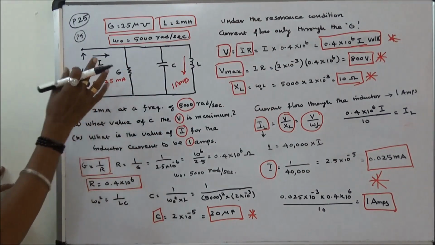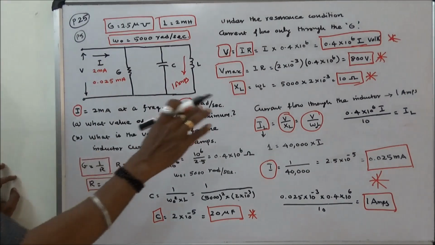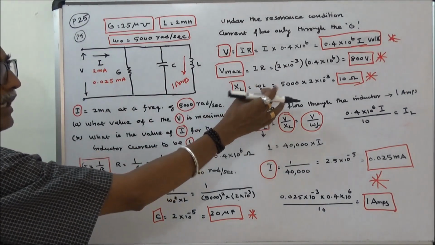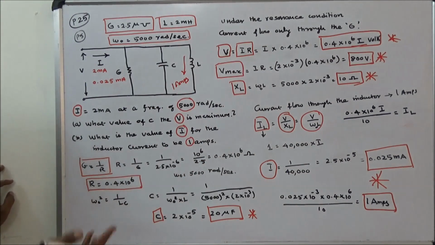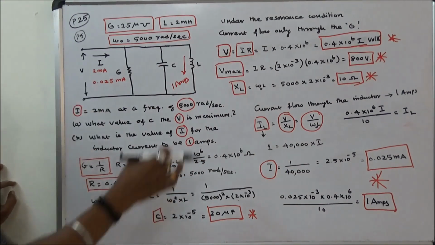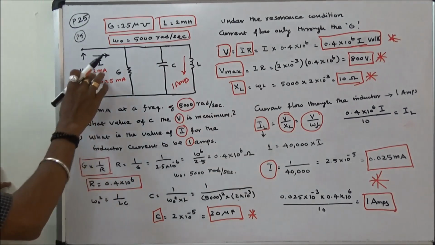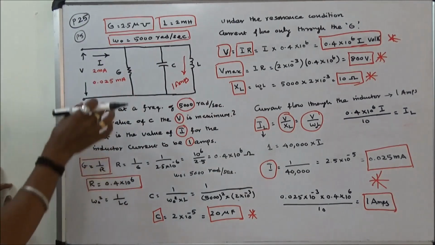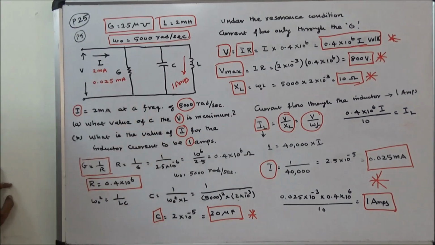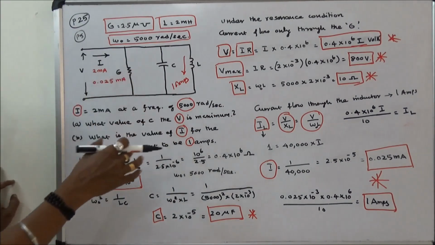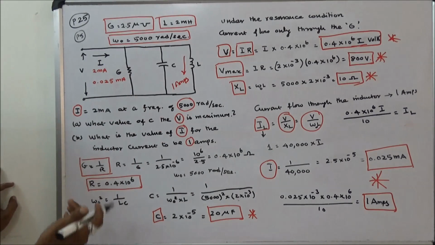I is given as 2 milliamps. Now we calculate XL. XL is equal to omega naught into L, that is equal to 10 ohms. The second question is: the current flowing through the inductor is 1 amp. Here the supply current is 2 milliamps. What would the supply current be? Here in the parallel circuit we have current magnification. This is in milliamps, this is in amps.